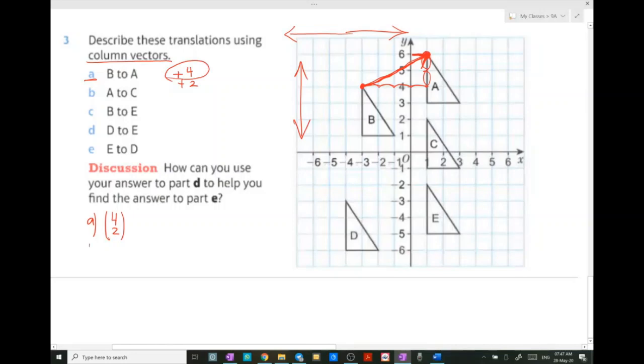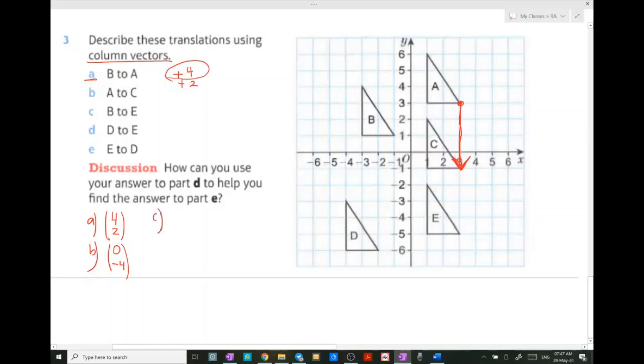Now in part B, you're going from A to C, so you choose any vertex. Let us choose this vertex, and we're going directly down. So it's 1, 2, 3, 4. We're going directly down using the y-axis. We're not going alongside the x-axis, therefore it's 0, minus 4 because you're going down.